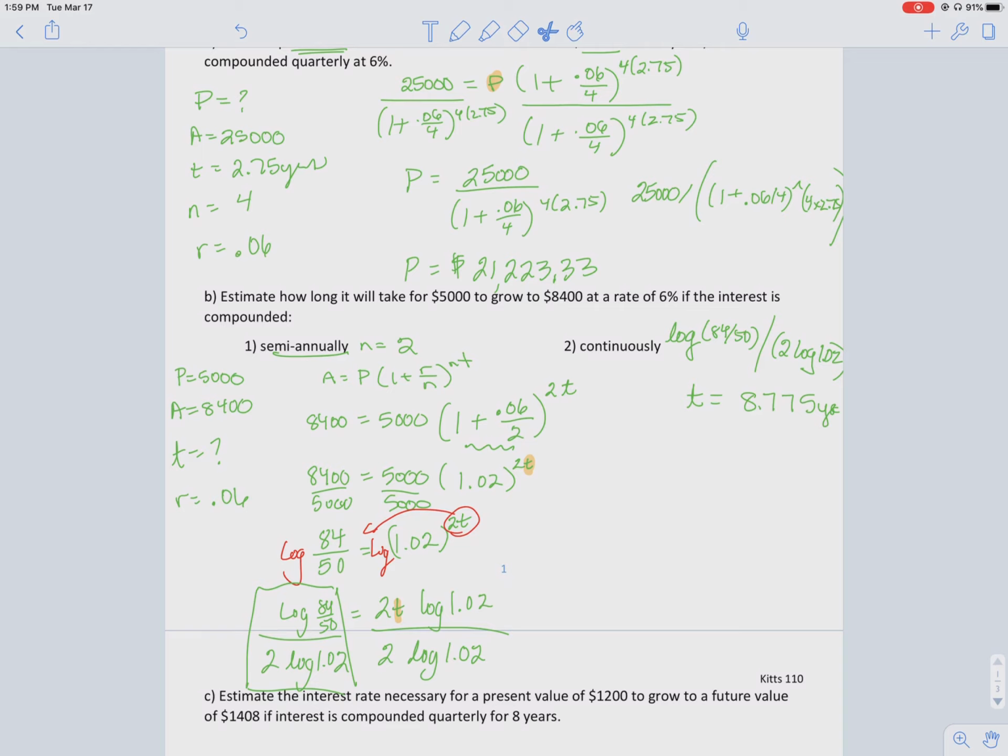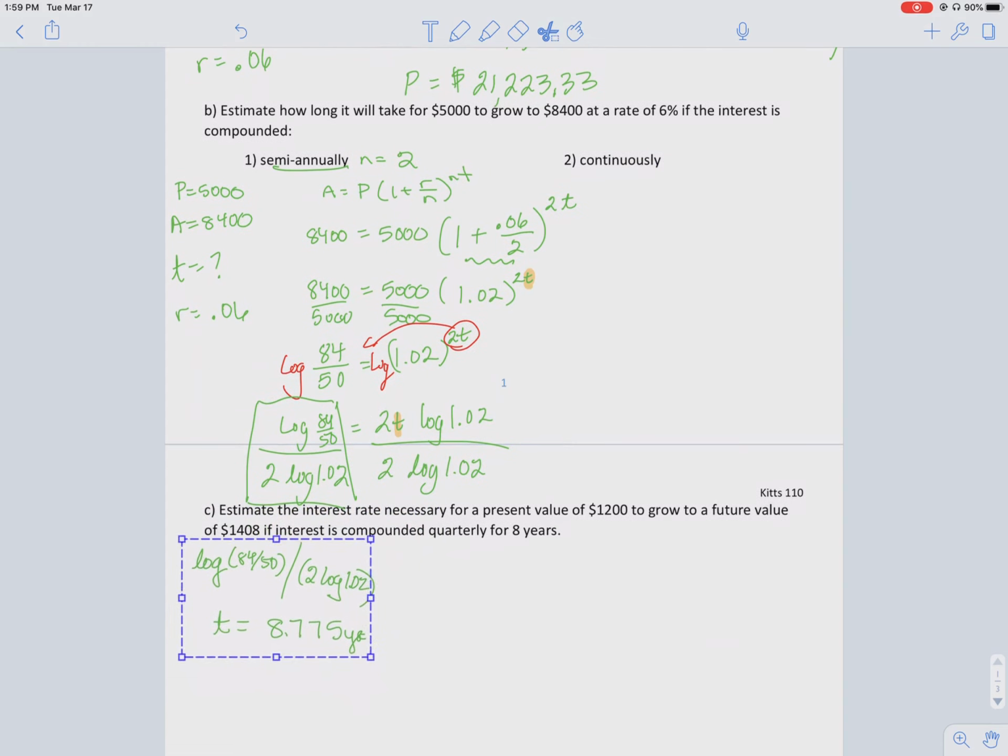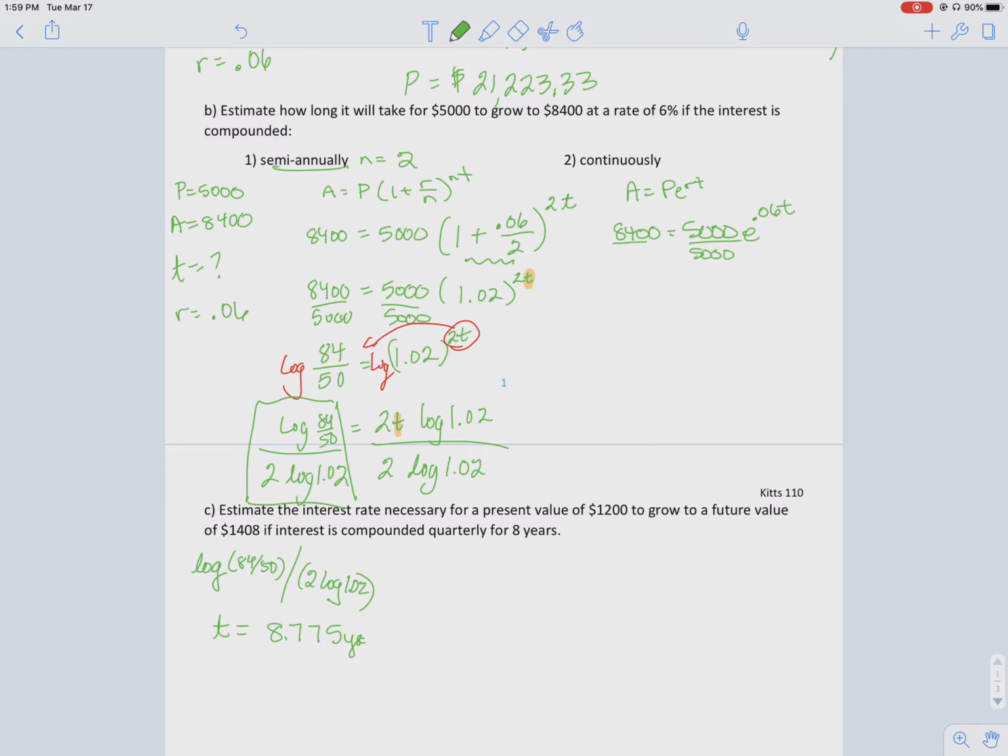So now we're going to do the continuous. So now we're just using a different formula, our PERT formula. So we've got 8,400, and we've got our 5,000, e to the r, and the r was 6%, and my t. So this one's a little bit easier. I'm going to divide by my 5,000. So I got 1.68, and that's going to give me e to the 0.06t.